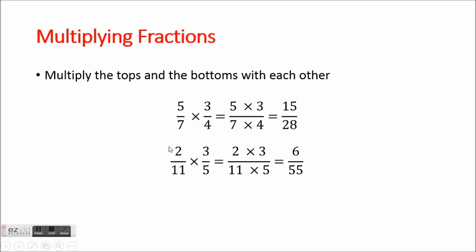So if you look at the second one, this works exactly the same way. So we have 2 over 11 multiplied by 3 over 5. So we take 2 and 3, multiply them together, and make 6. And then we take 11 and 5, multiply them together, and that gives us 55.